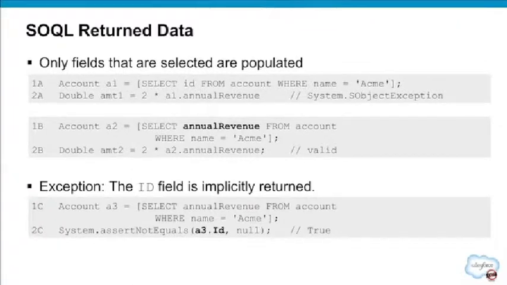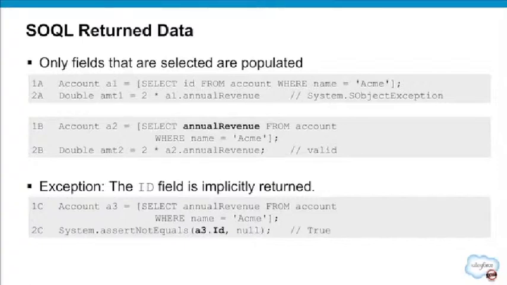when you do a database query, you only get what you select. All right, so here I have an example. We are selecting ID from Account, and we're then multiplying 2 times A1.AnnualRevenue. This is going to throw an exception because I did not select the annual revenue. This is basically null. Okay. Now, if I do this and I select annual revenue, I can now perform some math on that field value.